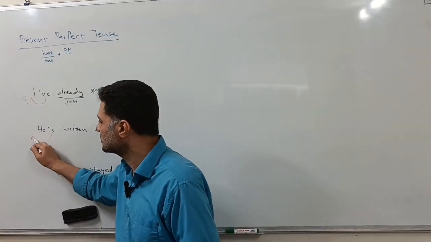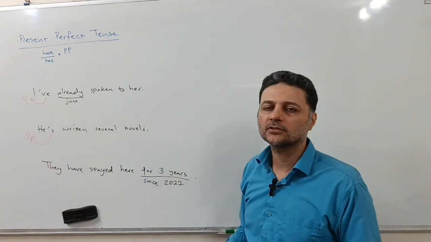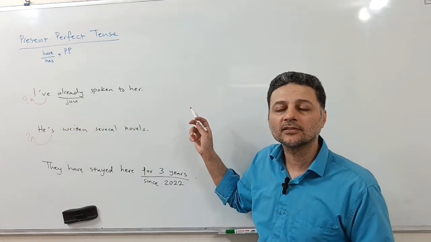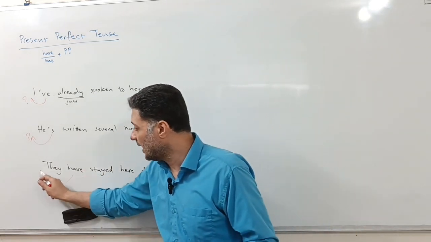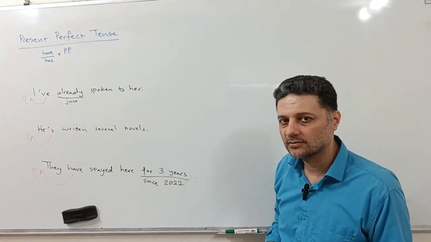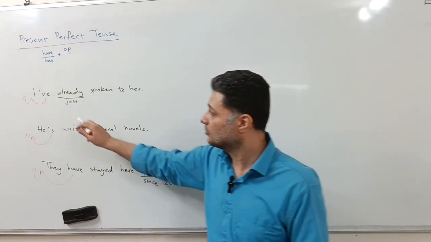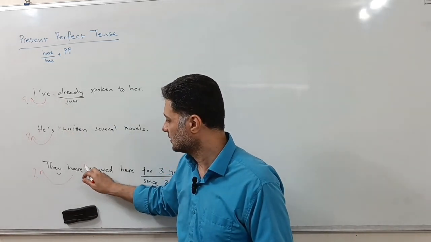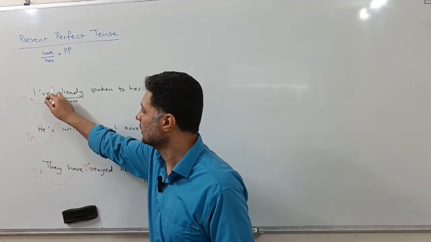Or this has goes here, then it becomes a question. So has he written several novels? Yes, he has. No, he hasn't. Have you spoken to her yet? Yes, I have. No, I haven't. These are the short answers. Have they stayed here for 3 years? Yes, they have. No, they haven't. Right? So this is how we make questions, or negative sentences by putting not here, right? Not here. If you put not here, then you make this sentence a negative one, right?